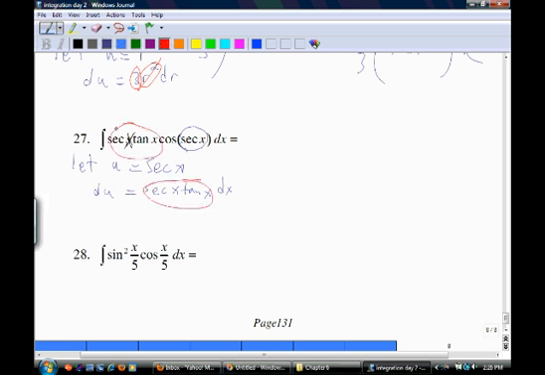Is there any coefficient? Nope. So it's just the integral of cos u du. Everything else, the secant x tan x, is canceled away, and I'm left with just cos u. Integral of cos is positive sine. My u was secant x plus c, and that's my final answer.